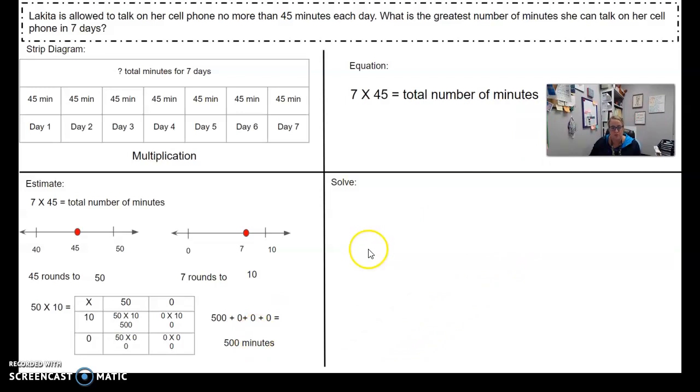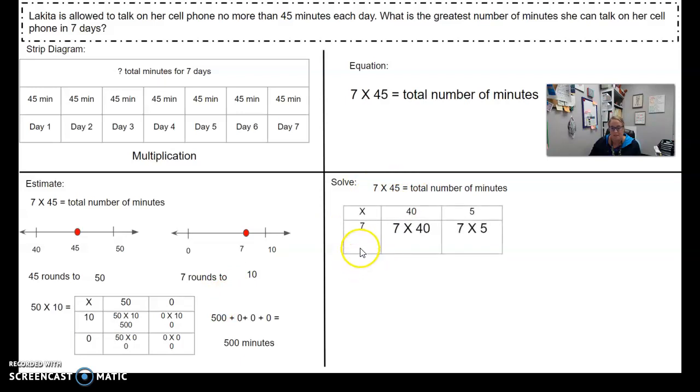So we're going to actually solve. The first thing I'm going to do is bring down my equation. So I have 7 groups of 45. Again, I'm going to show my work with partial products, so I'm going to set it up. The first thing I'm going to do is decompose my 45. So I have 40 and I have 5. I broke it into 40 and I broke it into 5. I decomposed it. And then 7, I'm going to leave it alone. In this first box, I'm going to do 7 times 40, so I wrote down what I'm going to do. My second box, I did 7 times 5, and I wrote down what I'm going to do.